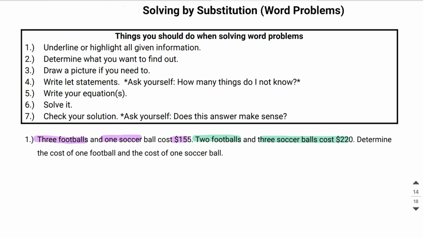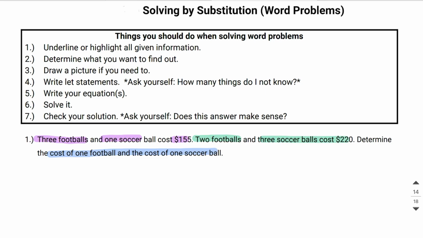Then we want to determine what we want to find out. Well, what we want to find out is the cost of 1 football and the cost of 1 soccer ball. Next, we would draw a picture if we need to. It wouldn't be helpful in this question. And then we're going to need to write our let statements.